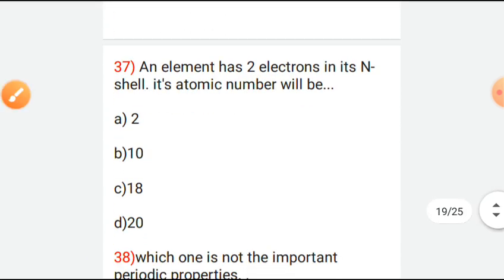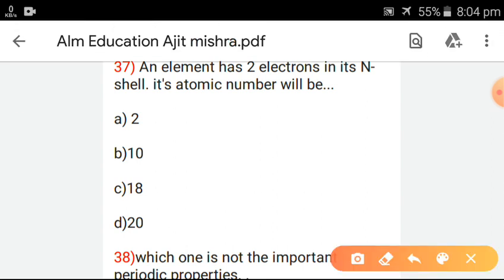Next question. An element has 2 electrons in its N shell. Its atomic number is? The number of electrons in the N shell is 2. It means 2 plus 8 plus 8 plus 2. The atomic number will be 20. The answer will be option D.